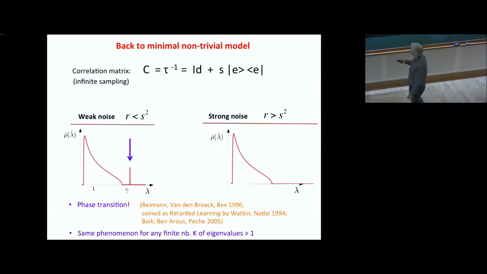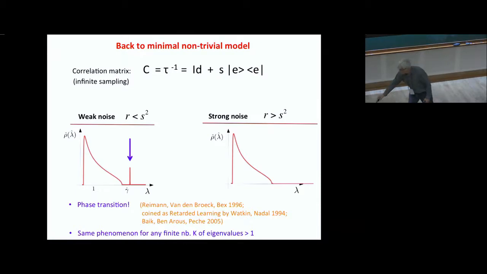So one thing I would like to mention is that if you don't have just one eigenvalue standing out from one, but suppose you have k of them. So you would have S1 for the top one, S2, S3, S4, up to Sk, and then S(k+1), S(k+2) and so on are all equal to 0. So you have the identity matrix, except for k eigenvalues which are larger than 1. Then what you will get is a bunch of k phase transitions, one after the other. And each one will correspond to a value of the noise parameter R equal to S_i squared, for i running from 1 to k.